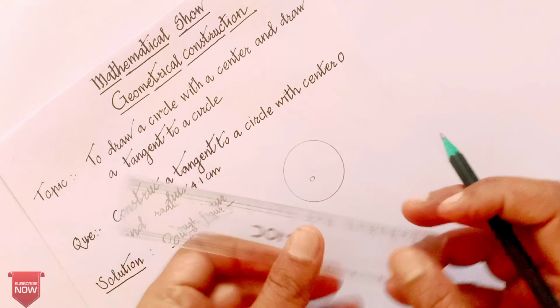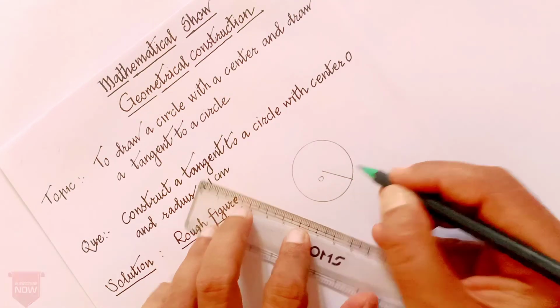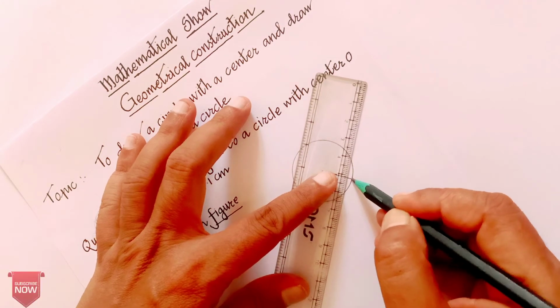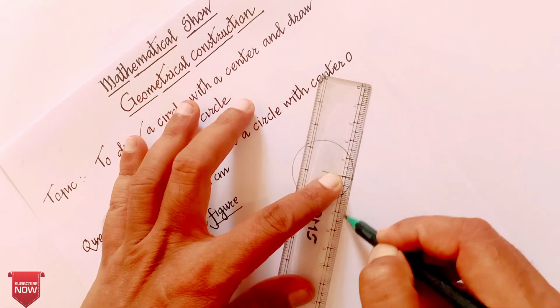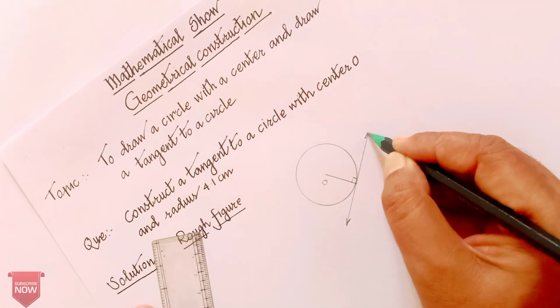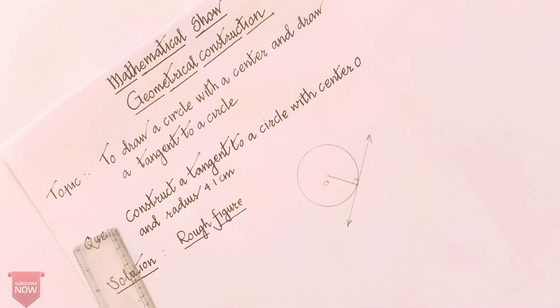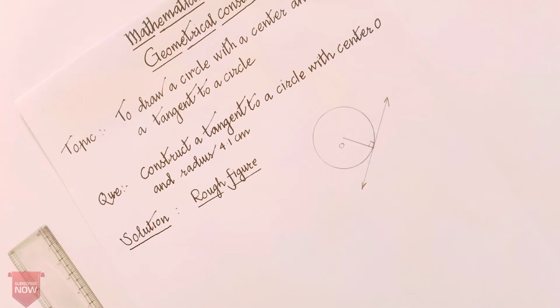Tangent always makes a 90-degree angle with a radius. So this is a radius, and it always makes a 90-degree angle. So this is our tangent. This is the 90 degrees. Now you start our construction.